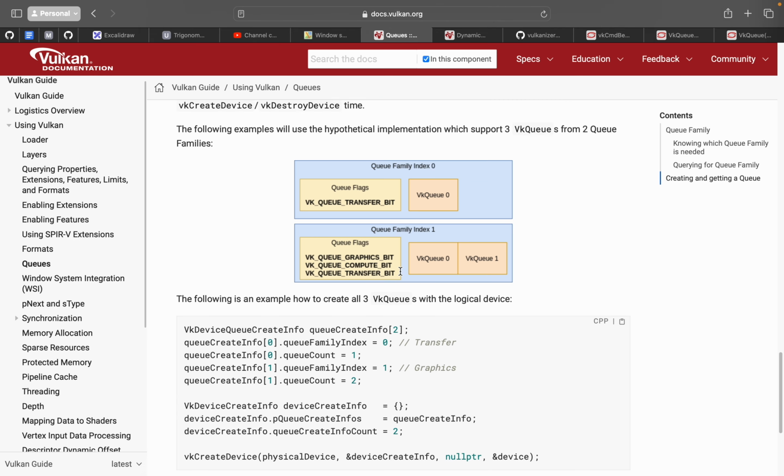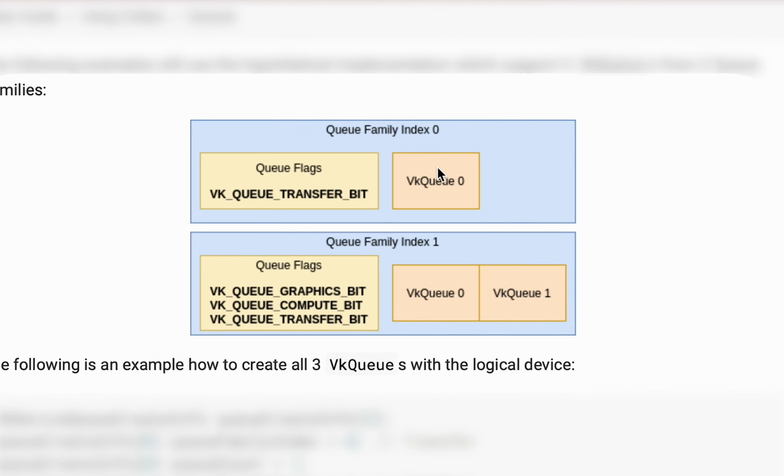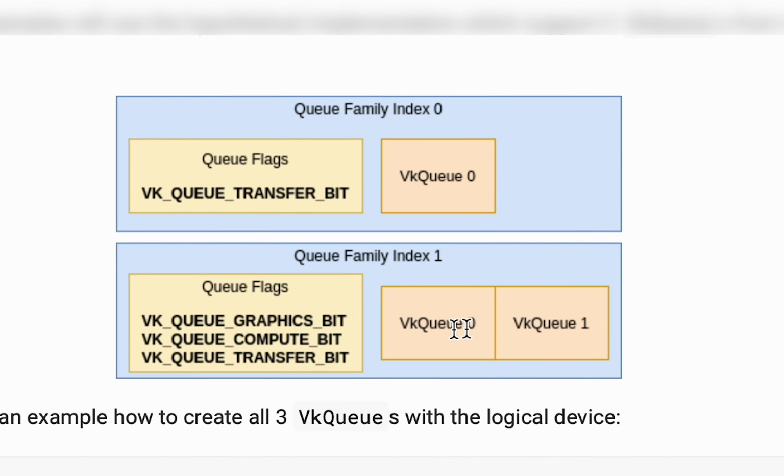Well, if you look at the documentation here, if you scroll all the way to this section, you'll notice that they're giving you two queue families, right? One is at index 0 and the other one is at index 1, so they're counting from 0. The first queue family essentially supports the queue flag VK_QUEUE_TRANSFER_BIT, and it has one VkQueue. And then the second queue family at index 1 has the following queue flags supported, in this case graphics bit, compute, and transfer bit, and it has two VkQueues, 0 and 1.